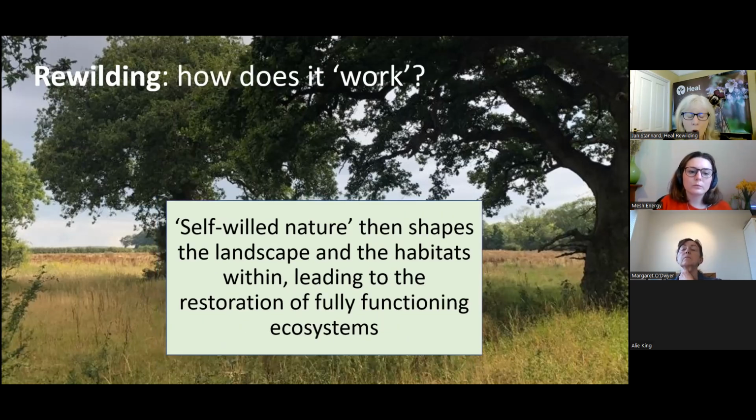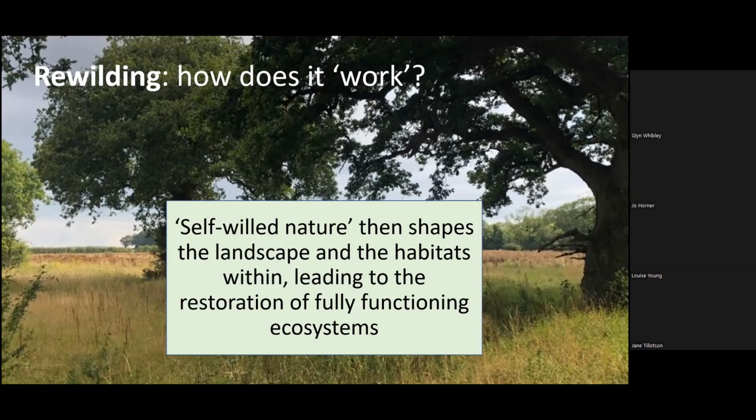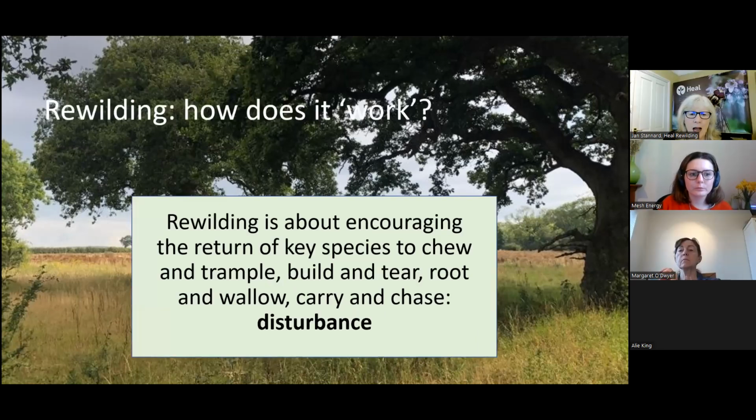And then once those components are in place, it's called self-willed nature. So nature knows what it's doing. We're part of nature. We are a species. Nature's been doing this for millennia. It knows what it's doing. Some say it's fairly high-handed of us to think that we can help nature better than nature can help itself, because it knows what it's doing. So, self-willed nature. And the reason that we want these key species is because they do things in the landscape. They trample, they wallow, they tear stuff off, they essentially disturb the landscape. So disturbance is a really key point.